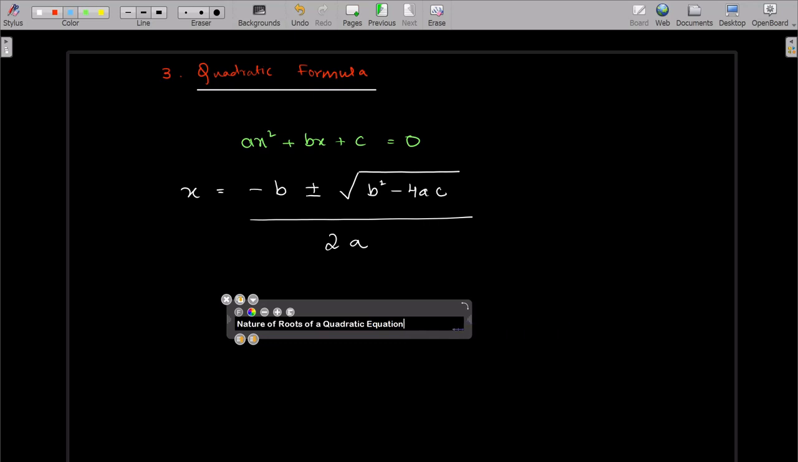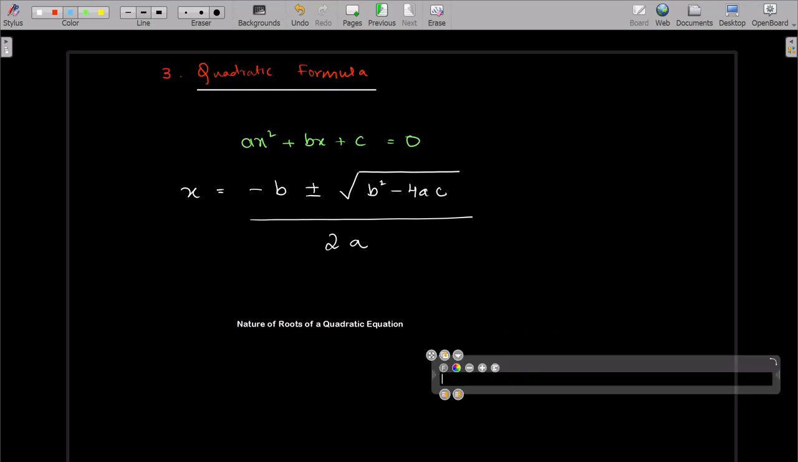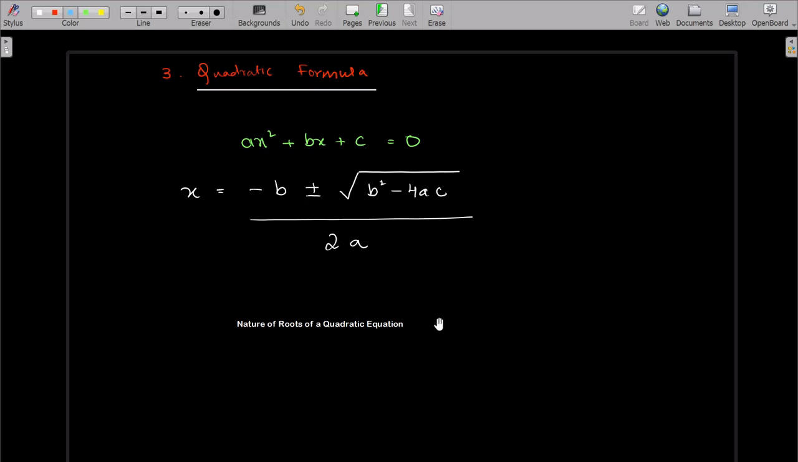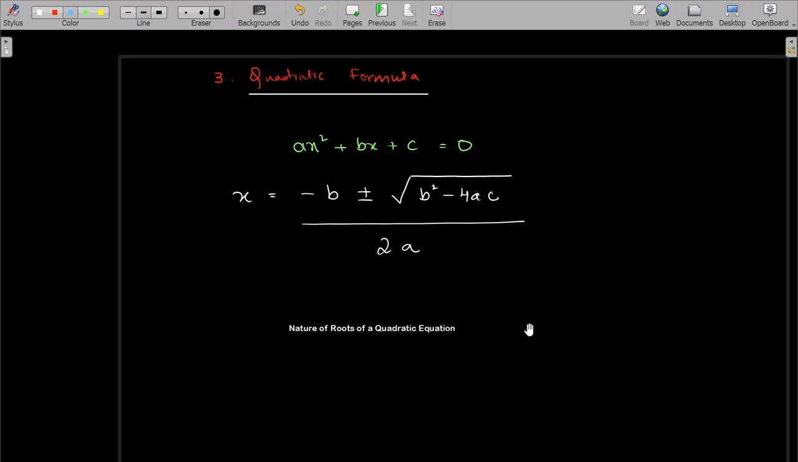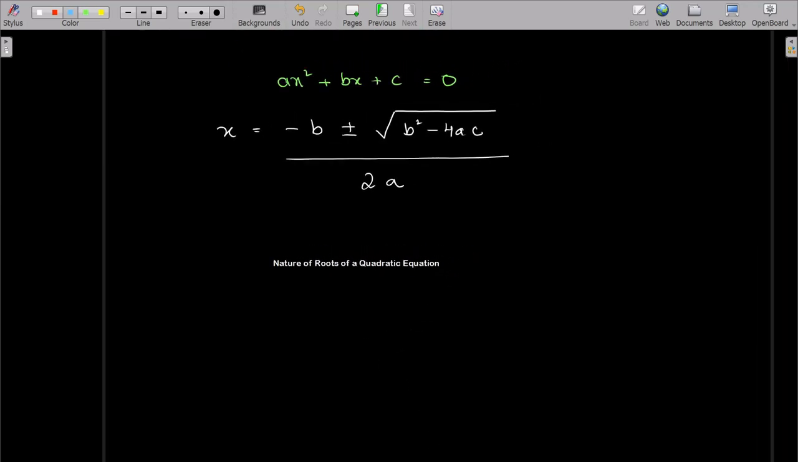No. Okay, so see, we know this that every quadratic equation has two roots, right? Now those two roots can have three types of nature. First is that those two roots can be real and distinct. So both of them can be real and distinct.